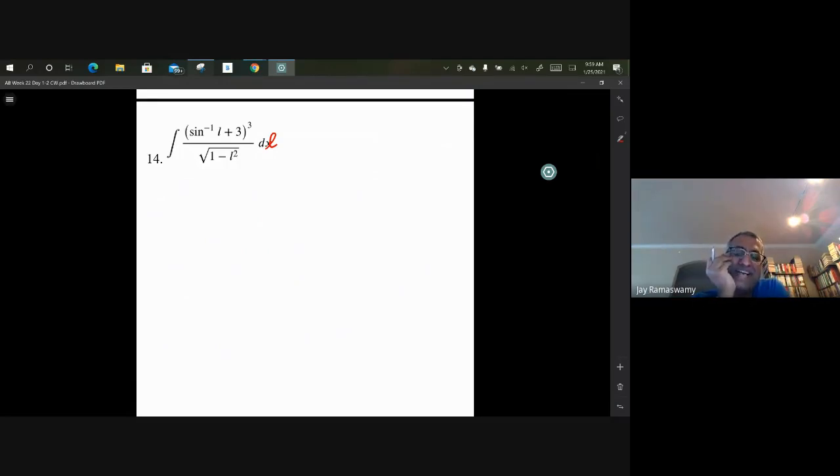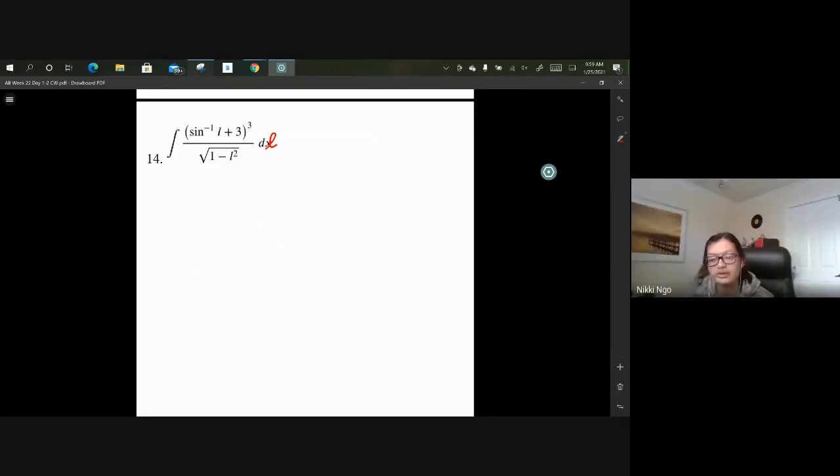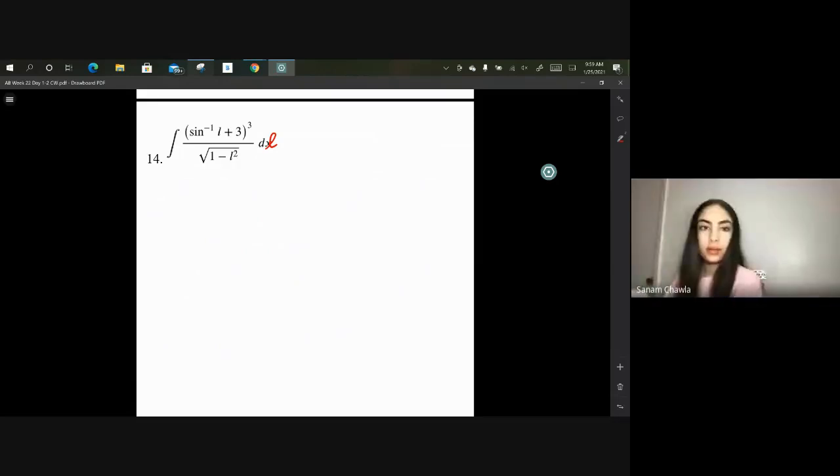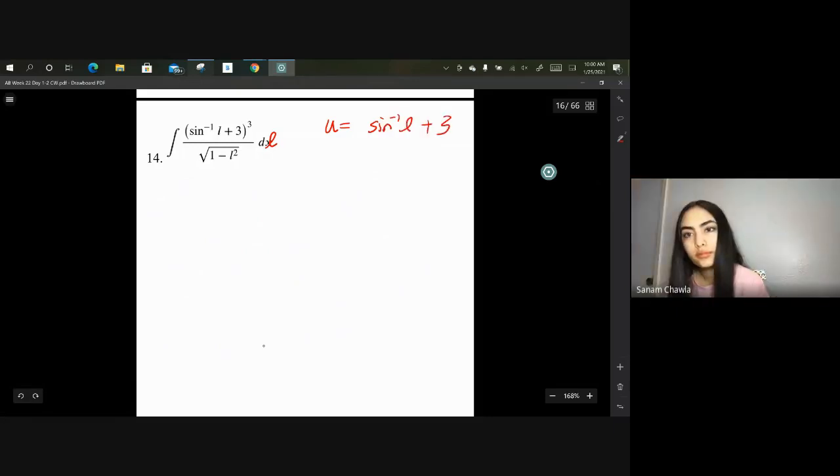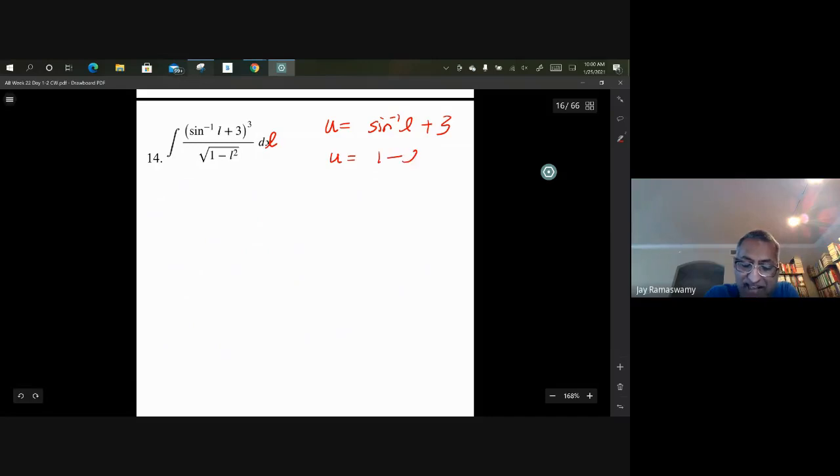So I'll choose the big idea. Everybody, what does the big idea say? Feel free to flip back at your notes. Choose u so that its derivative is already present. I'm giving you 2 options. Do not speak, do not write. I can choose u to be sine inverse L plus 3, or I can choose u to be 1 minus L square. Does everybody understand that? Those are my only 2 options for you.